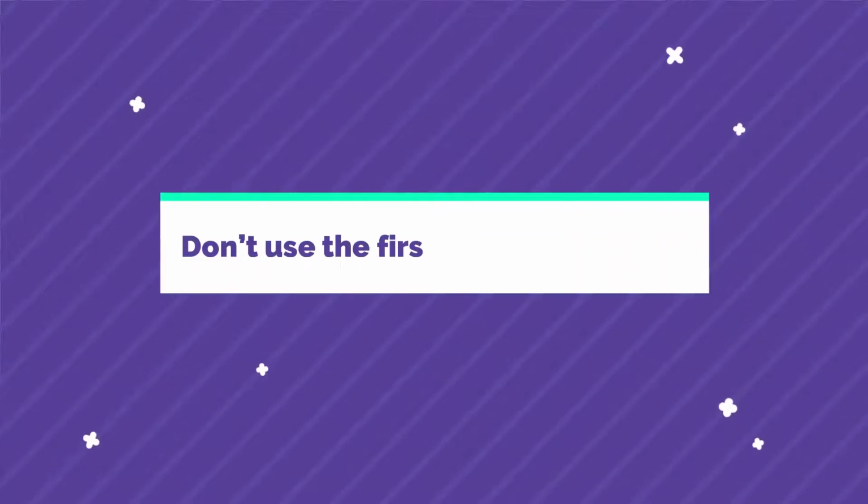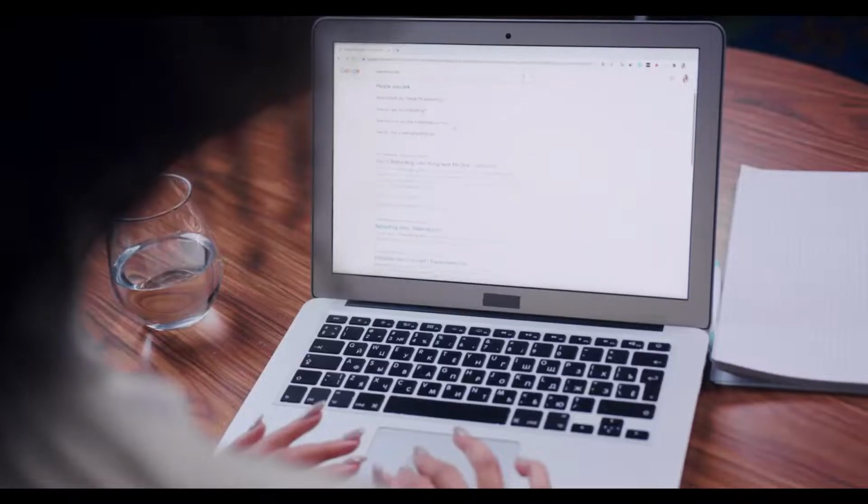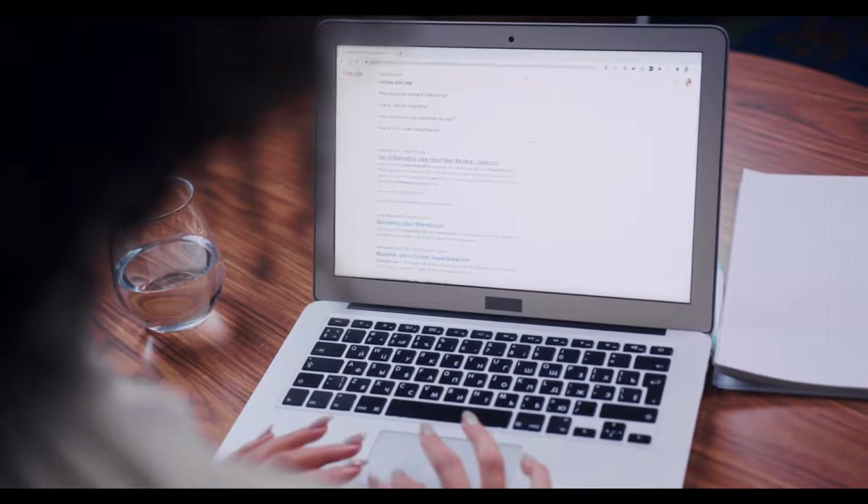Rule number 6, don't use first person language. Avoid words like we, our or us in the explanation, which can be ambiguous. Who is the we being referred to here? So we have to make it specific.